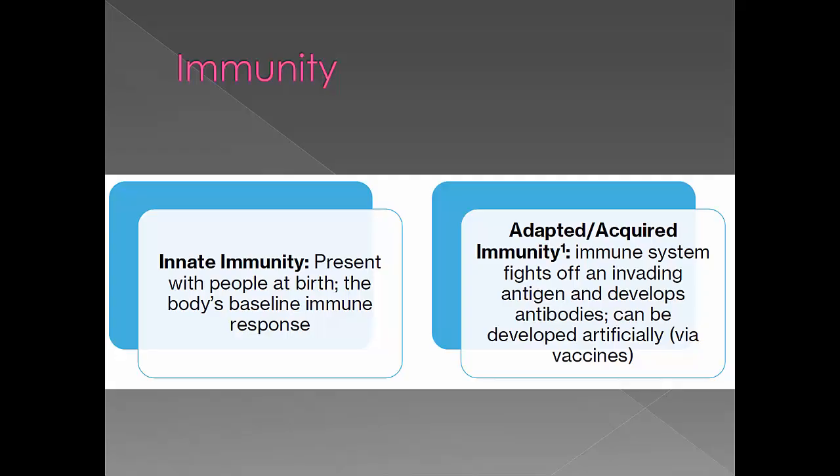Innate immunity is present with people at birth. This is the body's baseline immunity response. Adapted or acquired immunity is when the immune system fights off invading antigens and develops antibodies. This can be developed artificially via vaccinations or vaccines.